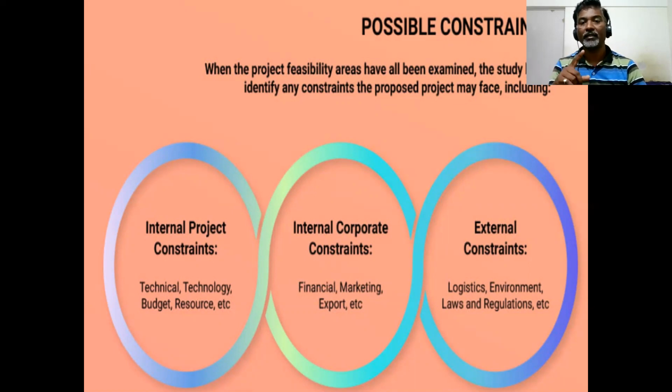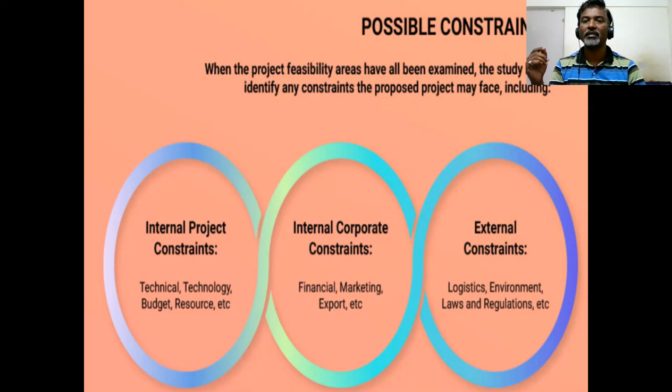The second one is the internal corporate constraints. It means that to develop the application you need monetary support, and for that you are expecting good support from the financial team. Once you develop your product, you have to market it and sell that particular product to earn the profit. So if the marketing team is not doing their roles and responsibilities properly, then that is also one of the constraints for the success of that particular business or application.